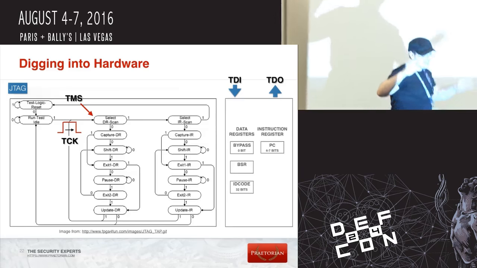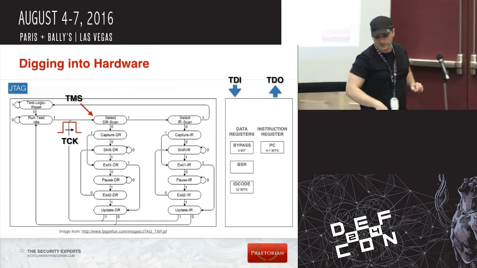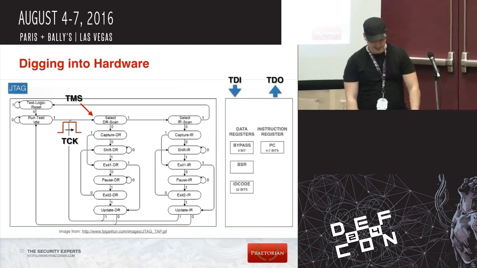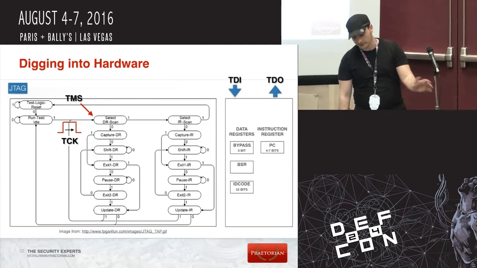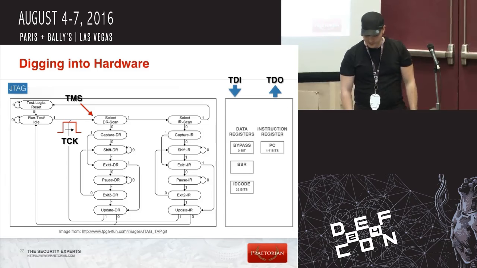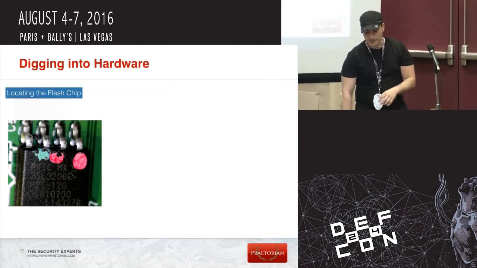And correct me if I'm wrong, but based on what I've seen, there's no TDI needed for this, and you'll get the ID code. TDI matters when you start doing bypass scans and you're filling every register with, I believe, ones to put into a bypass state. That's a different thing, but we'll go into that later.